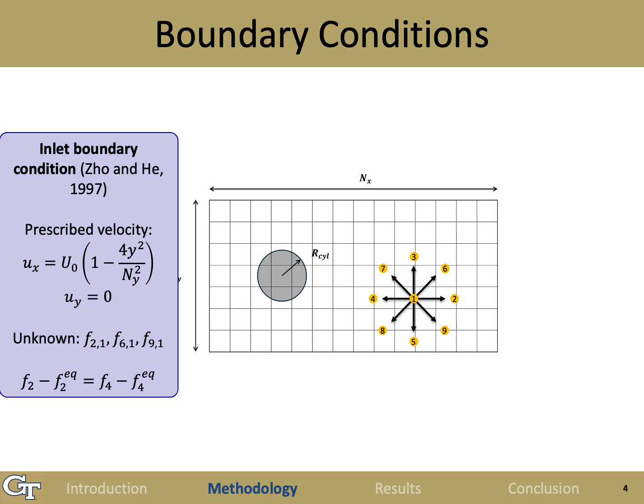This figure shows the computational domain that's investigated in this project. For the inlet, a prescribed velocity condition is used, such as that proposed by Zhao and He. In the x direction, there is the analytical solution to Hagen-Poiseuille flow, and in the y direction, there is no velocity. In order to satisfy the number of equations and the number of unknowns, an additional equation is used, which says that the non-equilibrium part of the distribution function that's normal to the boundary is equal to one another.